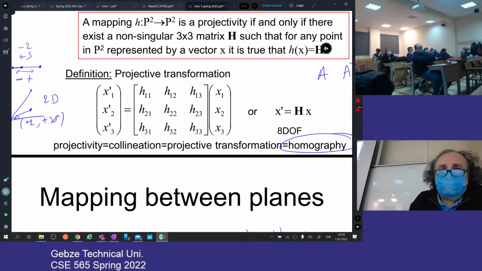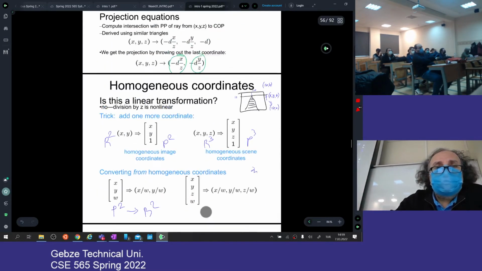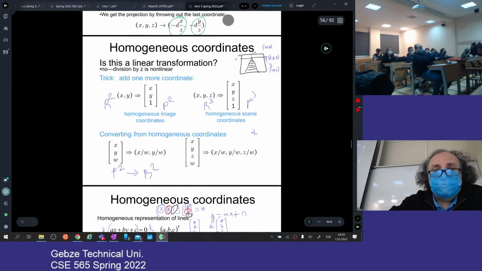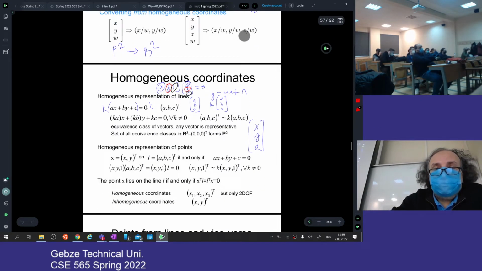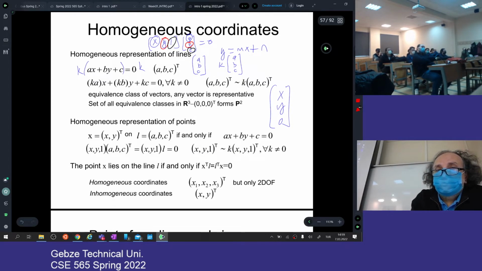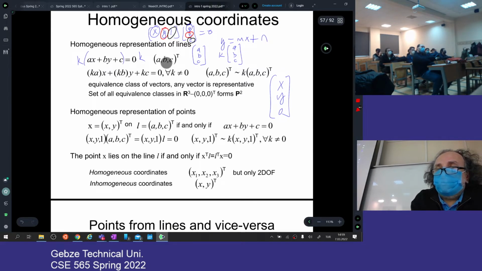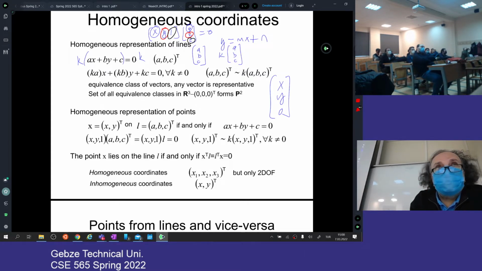What does that mean? Can you connect this with the homogeneous coordinate system rules? Remember what happens with the homogeneous coordinates? Let's go back there. Let's go back to the homogeneous coordinates. Here it is. Remember this? If (a, b, c) represents a line, then (ka, kb, kc) represents the same line too, right? So (a, b, c) and (ka, kb, kc) are the same thing, right?